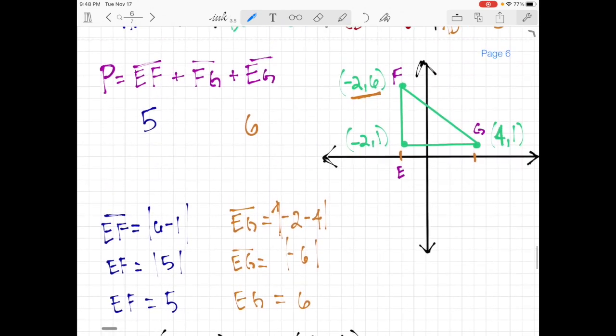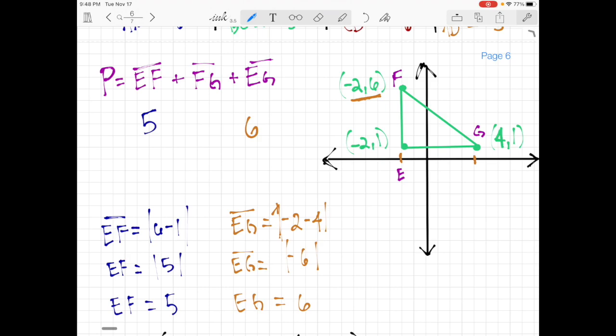So I'm going to scroll back up here and say, okay, my length of FG here, that is 7.8. And now we can say, all right, well, perimeter is going to just be these all added together. So 5 plus 6, that's 11. 11 plus 7 is 18. Plus 0.8 is going to be 18.8.